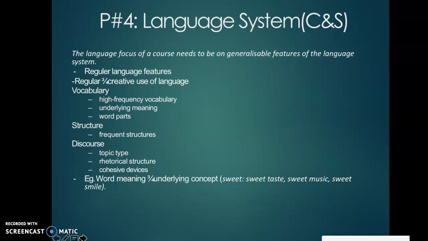For example, sweet taste, sweet music, sweet smile. They have different meanings, even though they have the same word. In this context, when we talk about sweet taste, it means rasanya manis. But when we talk about sweet music, it is not musiknya manis, but it can be music yang menarik.